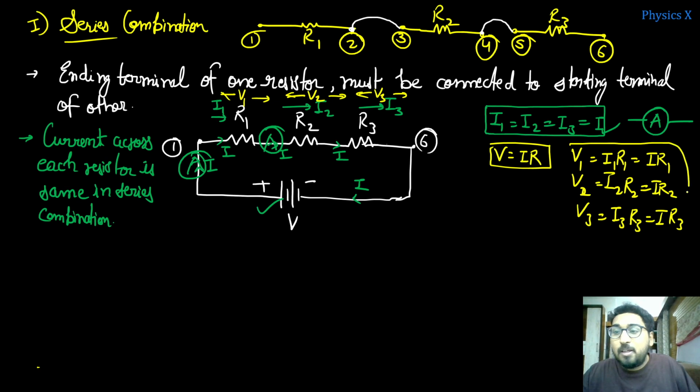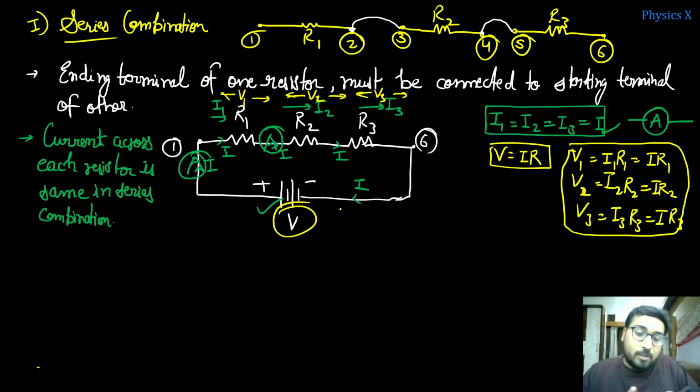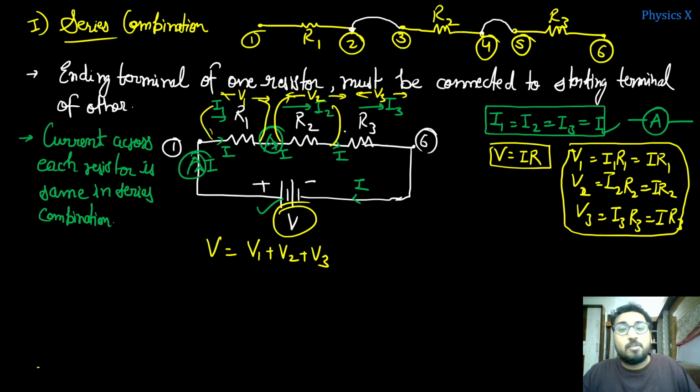From these three, you can see that whatever potential difference you apply is going to be seen across all the resistors with different values. What I mean is that the total potential difference V is equal to the sum of the individual potential differences across each resistor. If I connect a voltmeter across each resistor, they will read V1, V2 and V3, and if I sum these three readings, it will be equal to the total potential difference applied.